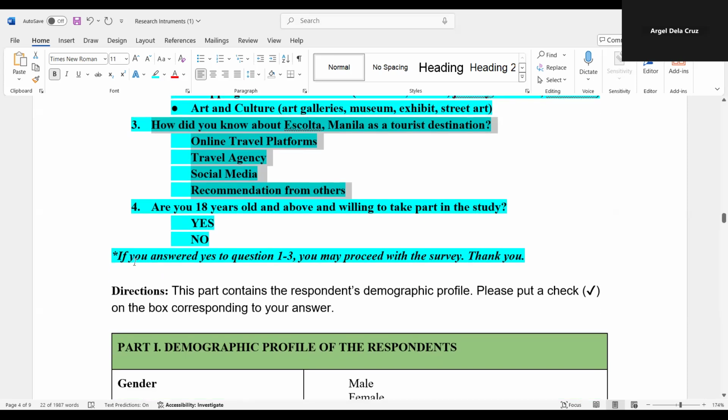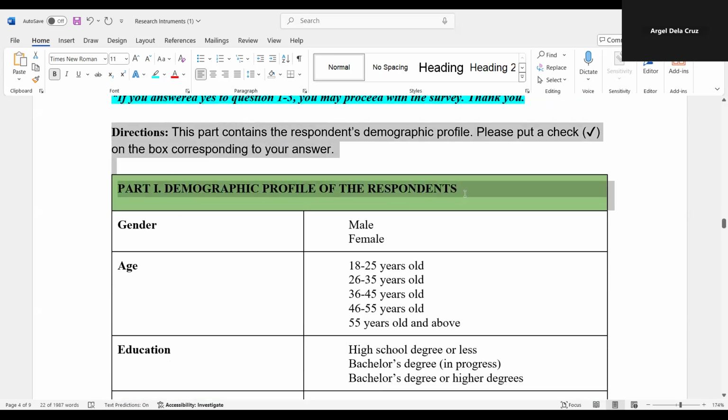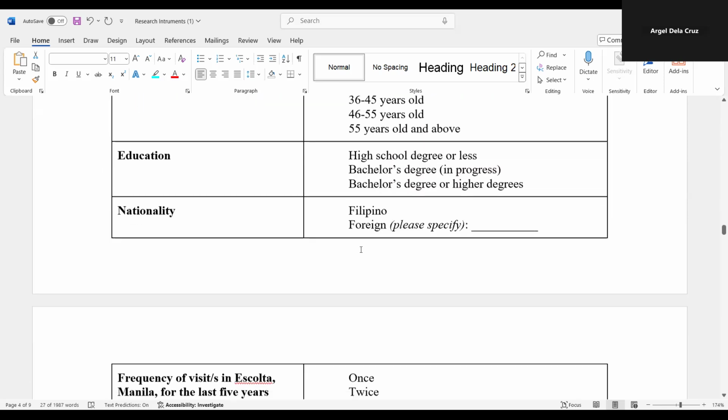Tapos, you have to indicate if your answer is yes to all the questions in question number 1, 2, and 4. In this case, 4. Importante yung 4. This is a 3. You may proceed with the survey. And then, thank you. Next part would be your demographics. Okay, so demographic part na siya.